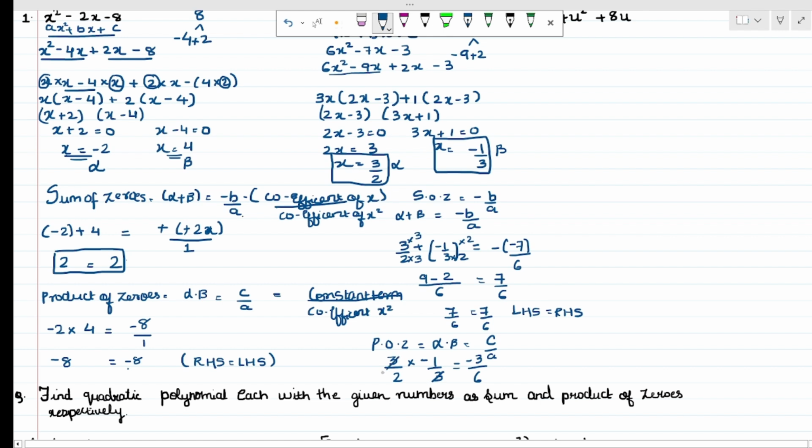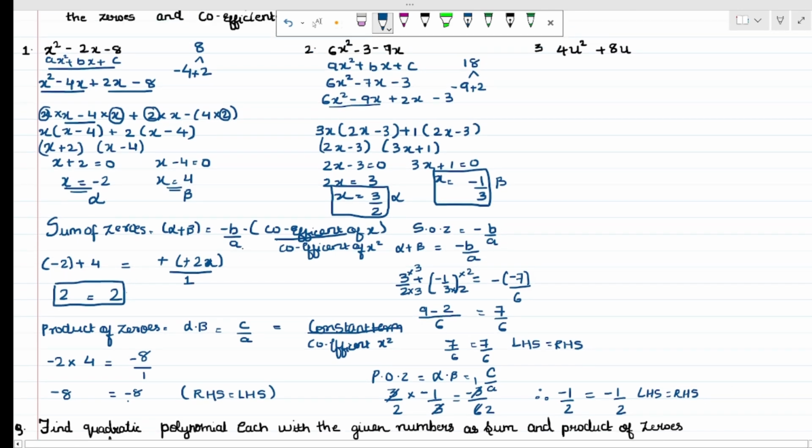Now 3 and 3 is getting cancelled. So what you will get? Your final answer minus 1 upon 2 for LHS. And this side you can see 3 1s are 3 and 3 2s are 6. So minus 1 upon 2. Is my LHS equal to RHS? Yes, my LHS is equal to RHS. Hence, you have verified. Moving on to the last.